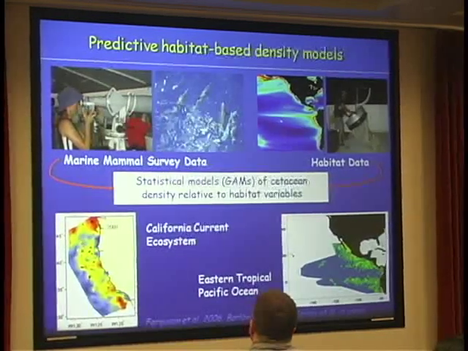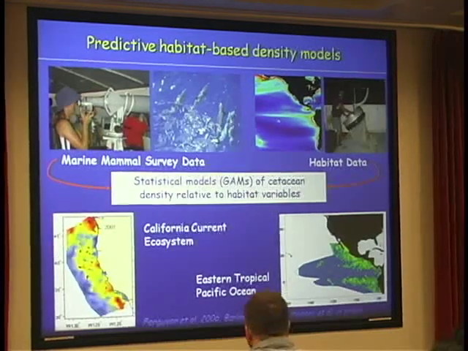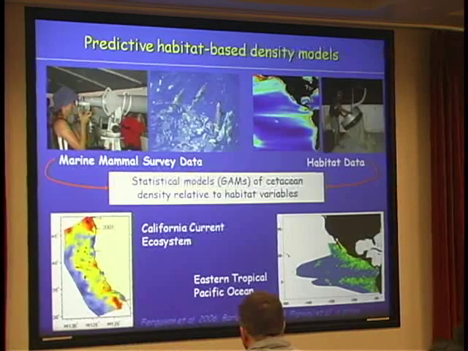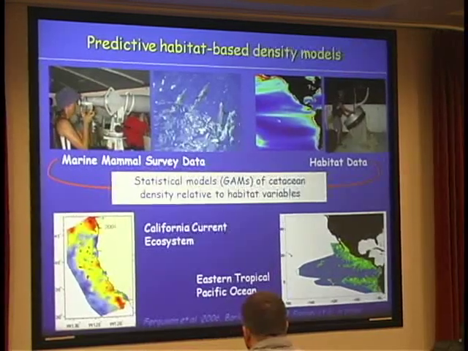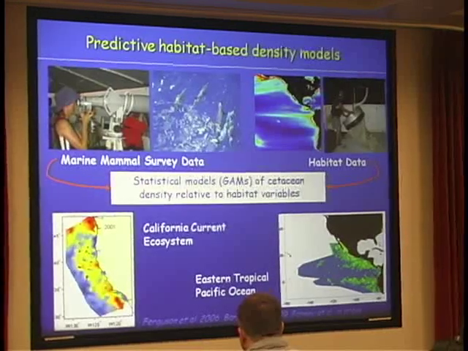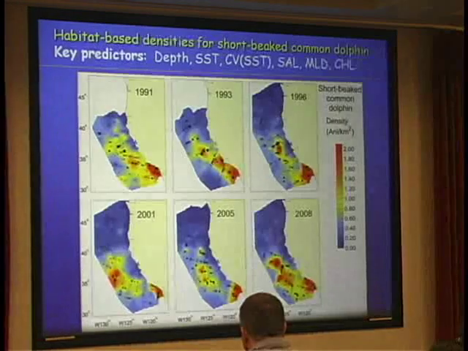The red colors show areas of predicted higher density of this particular species. The blue colors are areas of lower predicted density, and the black dots are where we actually saw them. And I'll be showing you a series of plots like this, but these models can help us understand that variability at a finer scale than just looking at dots on a map.